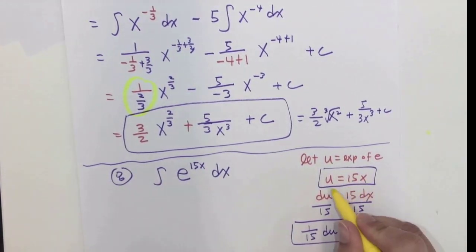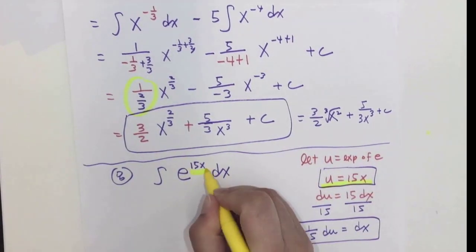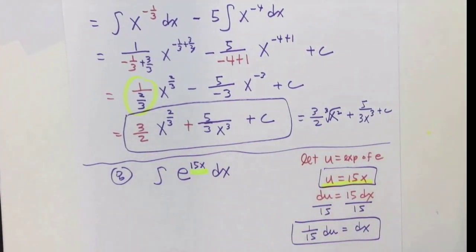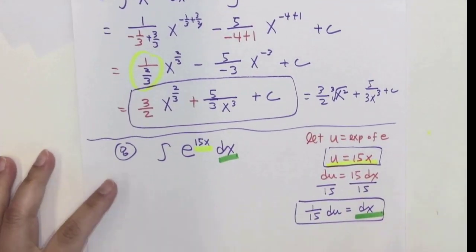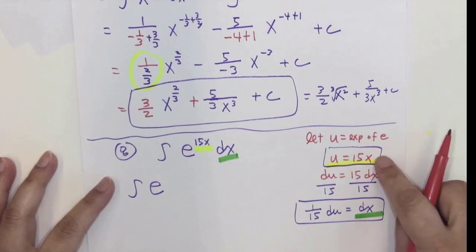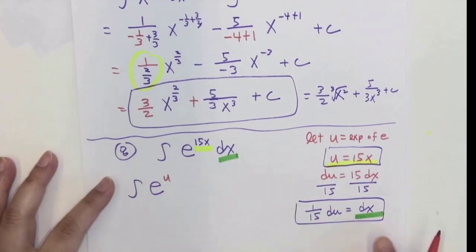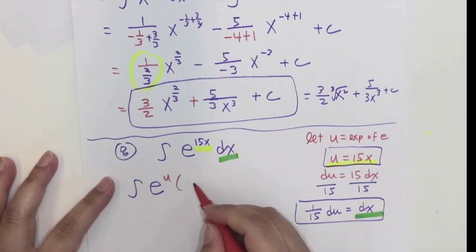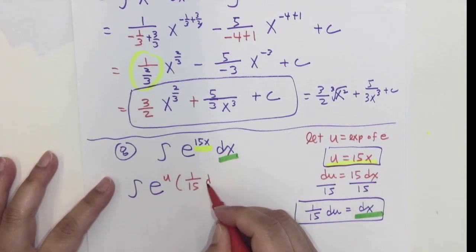The 15x is my u. And then the other part is dx, which is this part. So I'm going to substitute with u, which is integral. We got an e here, and 15x is u, right? And the dx part will be 1 over 15 du.